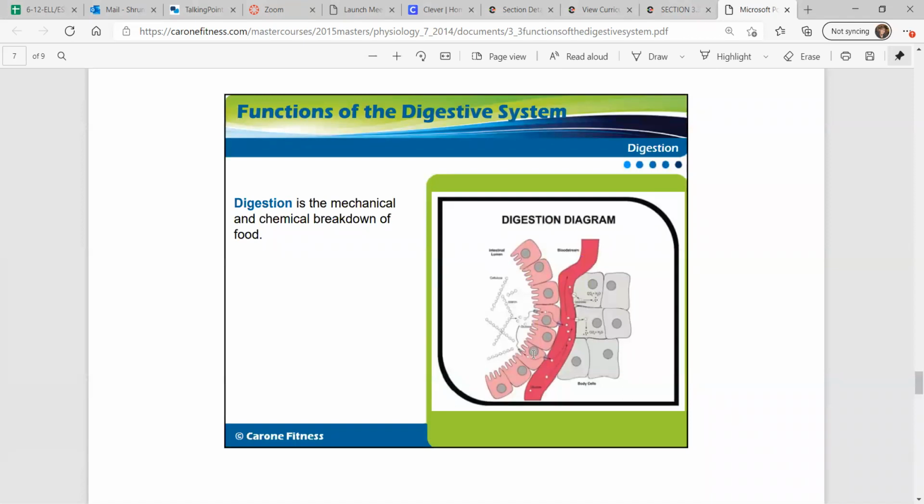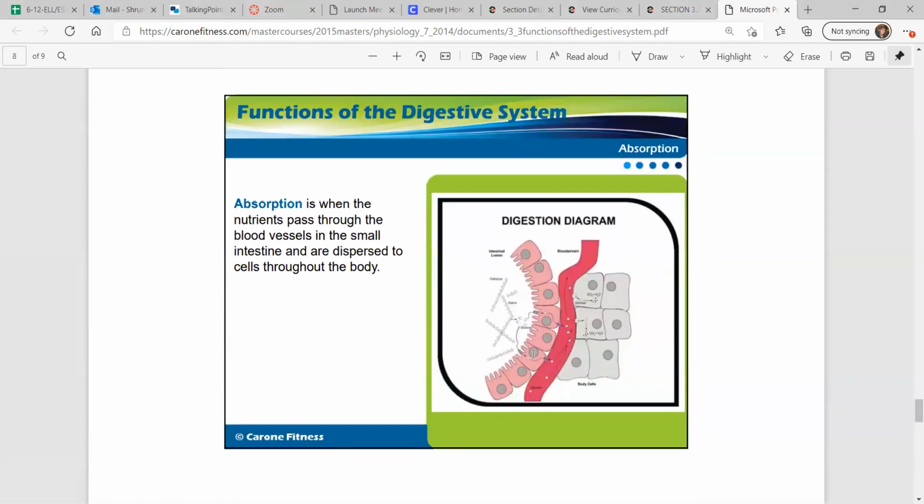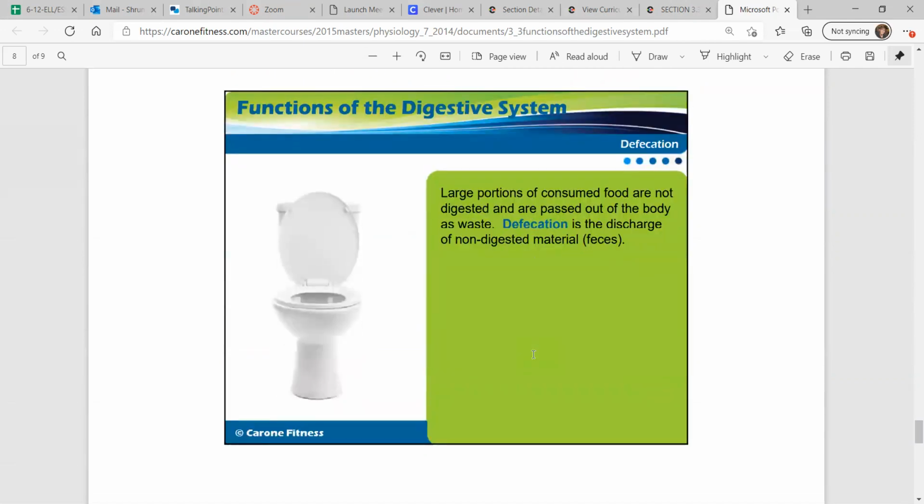Digestion is the mechanical and chemical breakdown of food. Absorption is when the nutrients pass through the blood vessels in the small intestine and then are dispersed to cells throughout your body. And large portions of consumed food are not digested and are passed out of the body as waste. Defecation is the discharge of non-digested material, sometimes called feces.